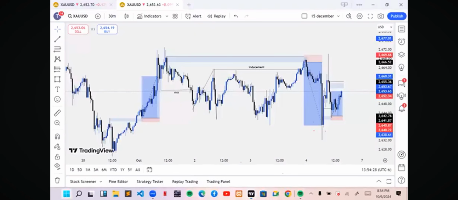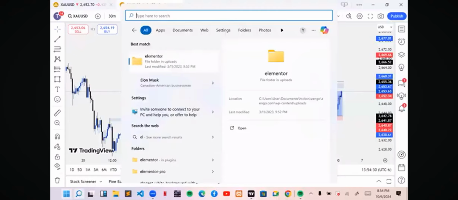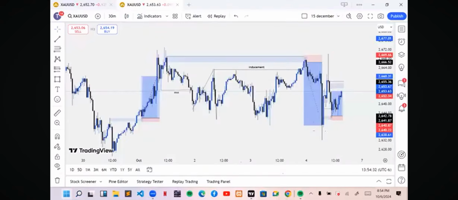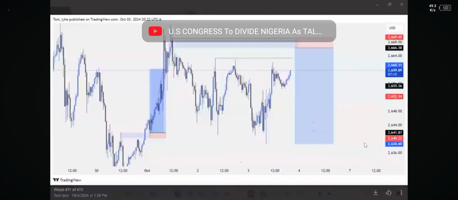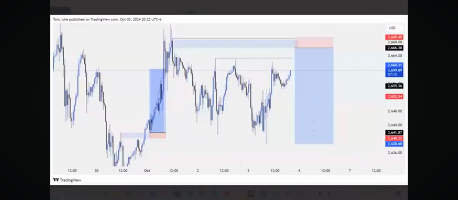So let me see if I can find the time when I made this analysis. See if I can find it. So this was the trade. Can you see? I saw my market structure shift, I saw my inducement, and I marked out my order block.